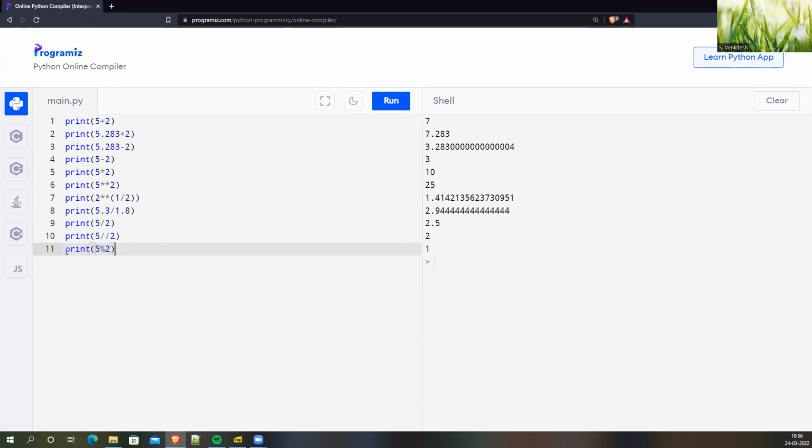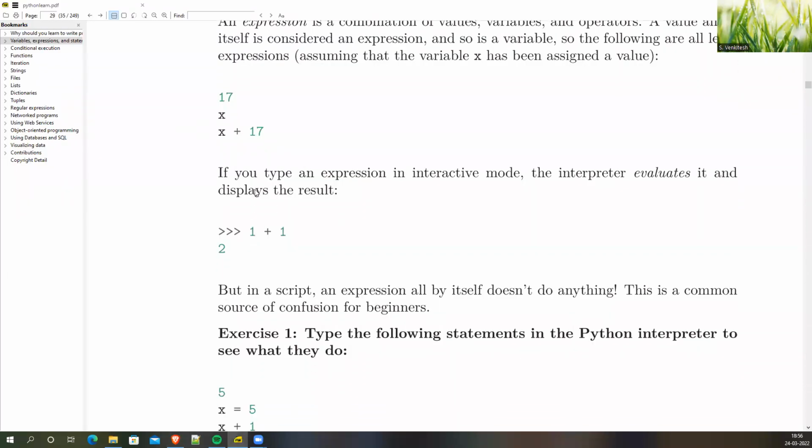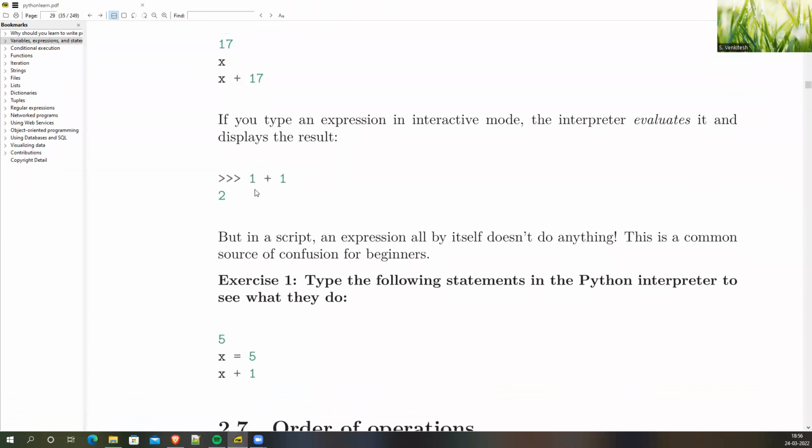Okay, print is not an expression, print is a command. You are evaluating this expression and the value of that expression, you are printing it. Okay, the value of the expression, you print it. Is that all right? So these are all expressions. So that's as simple as that. There's nothing new in this.